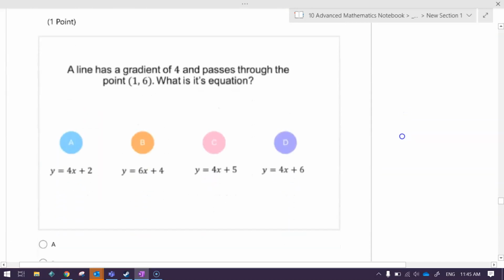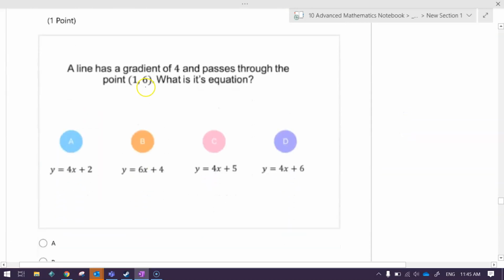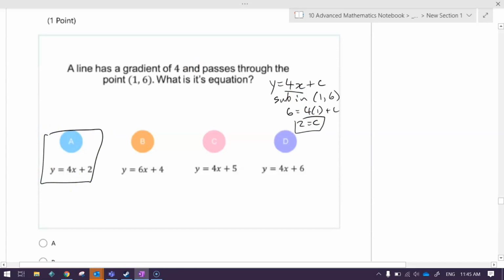Read the questions carefully. Line has a gradient of 4 and passes through the point. What is its equation? If it's got a gradient of 4, it's y equals 4x plus c. Now I can sub in the point 1, 6 to solve for c. 6 equals 4 times 1 plus c. Well, that's just 4. Take away 4 from each side. I've got c equals 2. I've got the gradient of 4x, so it should be 4x plus 2. Answer A.